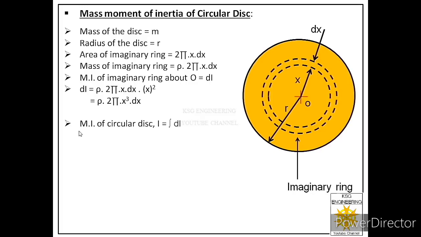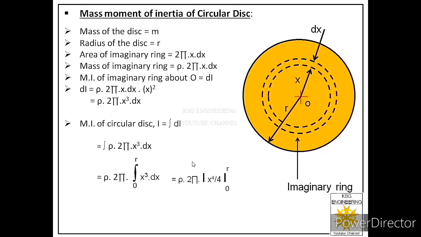So we will call that the moment of inertia of the circular disk, I, which will be equal to the integration of dI between 0 and r. So let us do this in order to find the value of I. We know dI is equal to rho 2 pi x cube dx, so we have entered that value over here. Now after that what we will do? We will keep rho and 2 pi outside the integration because these are constants, and we will take the limits of integration from 0 to r.